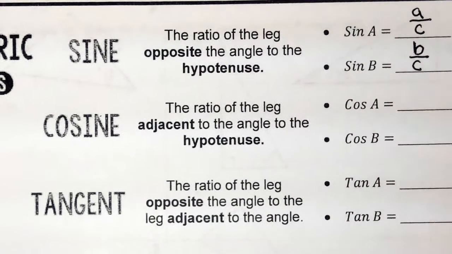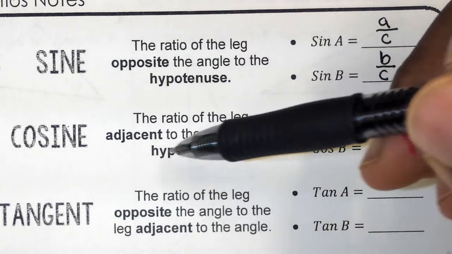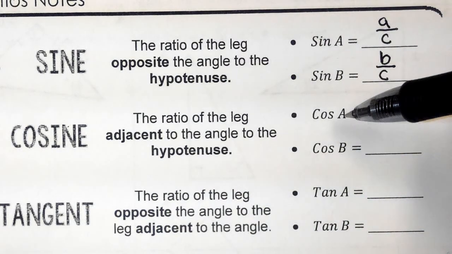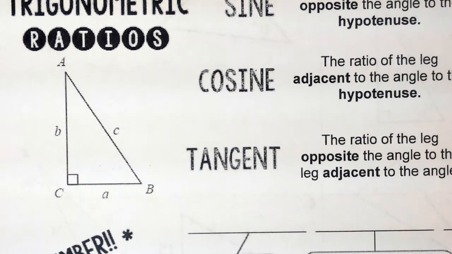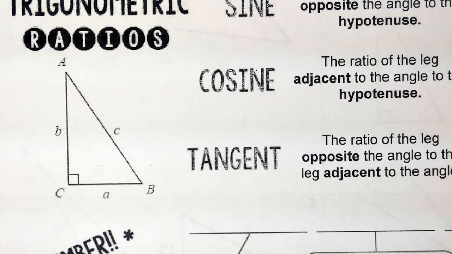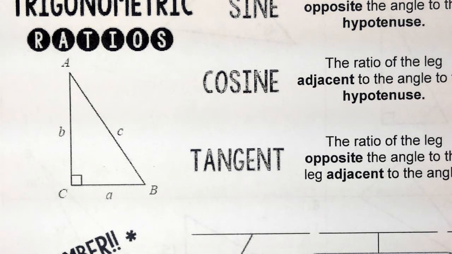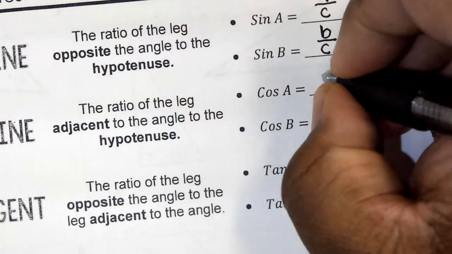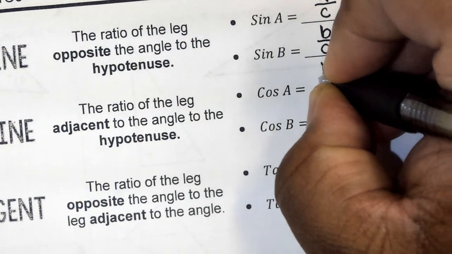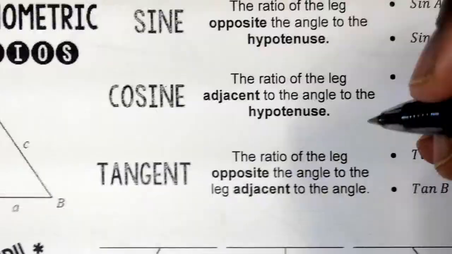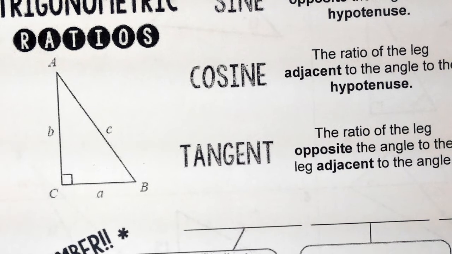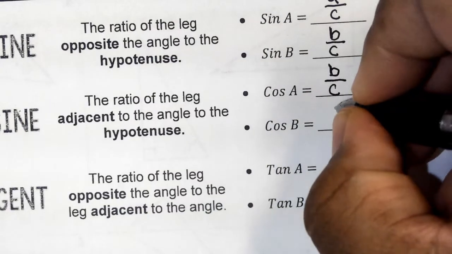Nick, let's go with you next. Next is cosine. Nick, adjacent over hypotenuse. So from angle A, they want you to write a cosine ratio. Adjacent over hypotenuse from angle A. Would it be B over C? B over C. From angle B, Nick, they want you to do cosine. Would it be A over C? A over C.